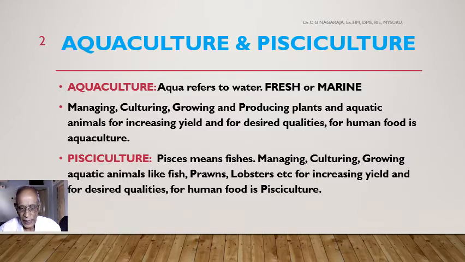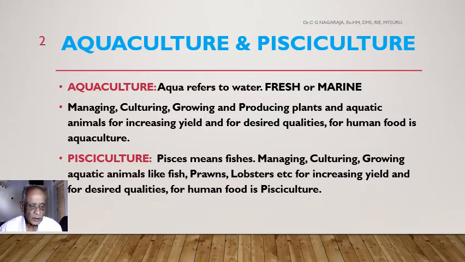Aquaculture, the word aqua refers to water, and the water may be either fresh water like rivers, lakes, ponds, pools, etc., or marine water just like the sea water. So there are two different things. Sea water contains more salt and different types of animals and plants grow in that. In the fresh water, the ecosystem is very different. Water does not contain that amount of salt or no salt at all, but it has different minerals. So two different varieties of plants and animals grow in these two.